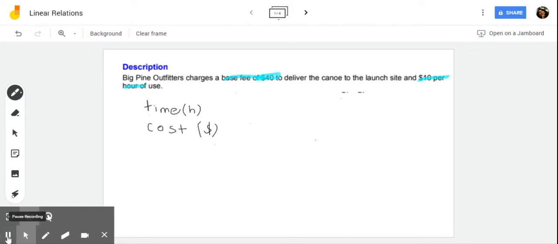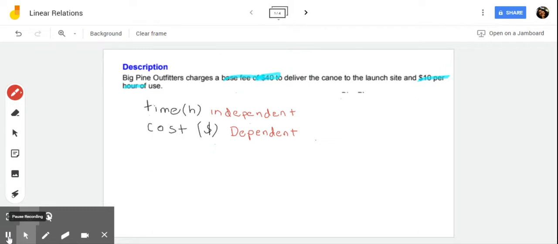Once you have your two variables, it's helpful to think about which one is the independent variable and which one is the dependent variable. So I like to ask myself, does the time depend on the cost, or does the cost depend on the time? In this case, the cost will depend on how much time you have the canoe for. So cost is the dependent variable, and time will be independent.